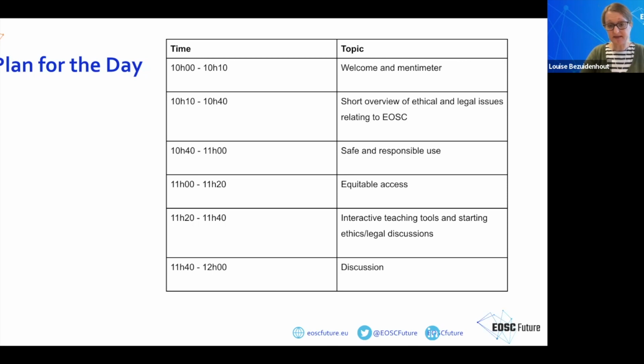Because this session is specifically designed for trainers, we're going to spend the latter half of the workshop looking at teaching tools that you can use to stimulate interactive discussions on ethical and legal issues. And I hope that will be a really good resource for you to take forward as you start planning how to teach on these issues in your own institution. We do have quite a lot of time for discussion at the end, so please feel free at any point to either post your questions in the chat, unmute yourself, or to use the other chat tools that I will introduce throughout the session.